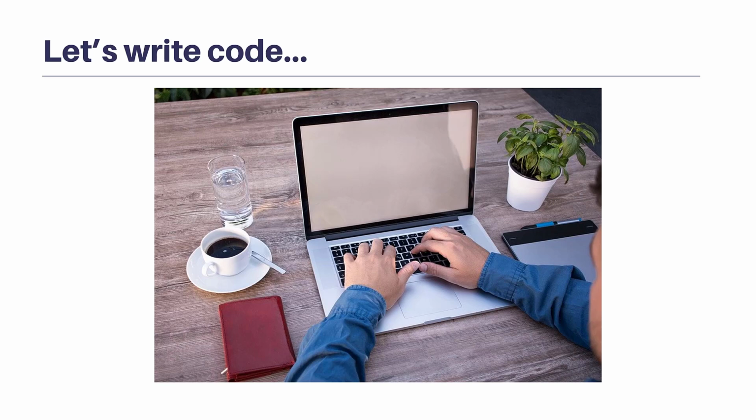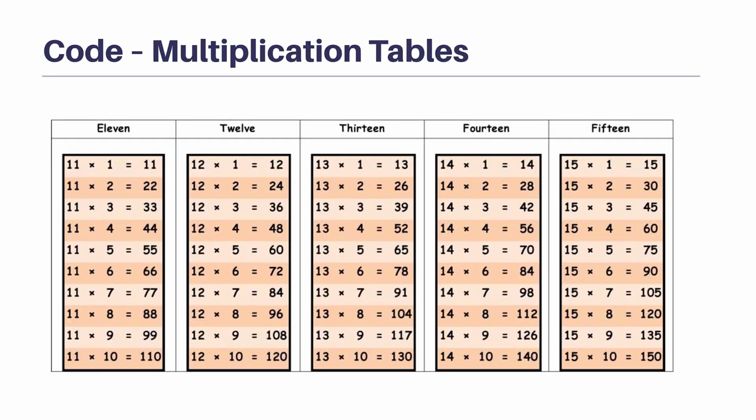For demonstrating that, let's try another problem statement. When we were in school, we have studied multiplication tables. Let's write a program to print multiplication tables for numbers from 11 to 20. We will display the multiplication tables in the format as shown here. Here, the tables are shown side by side, but in our code, they will be printed one after the other to keep the things simple.